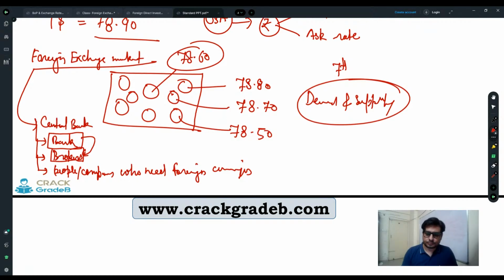For example, Western Union money transfer. There are a lot of organizations working as brokers, right? And with them the foreign exchange market works.